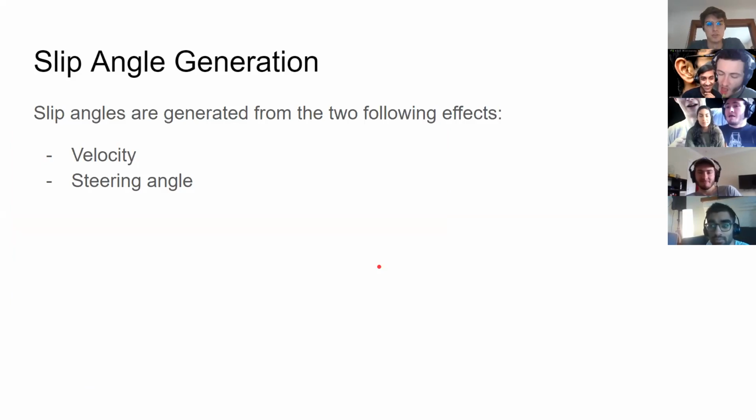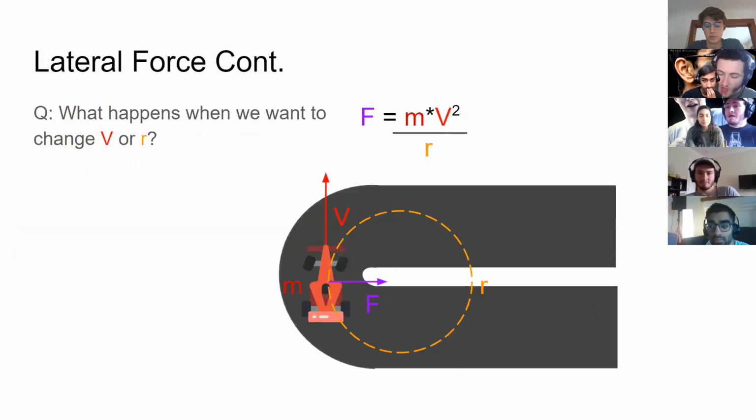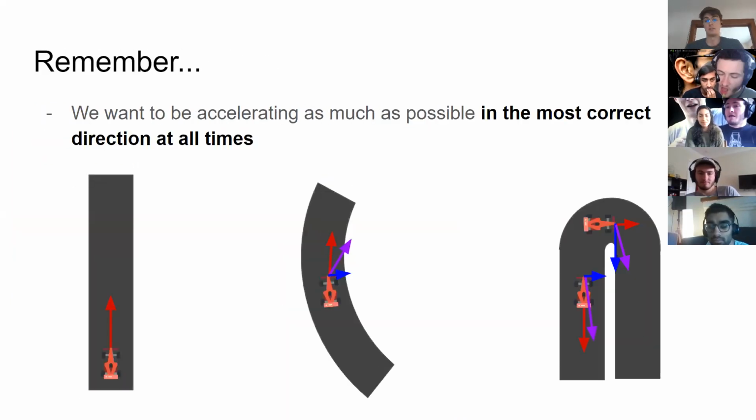Okay, so like I said before, slip angles are generated from the two following effects: velocity and steering angle. Okay, so now let's back up a little bit and remember that we want to be accelerating. This came from the presentation that I gave a week and a half ago. We want to be accelerating as much as possible in the most correct direction at all times, right? And that's basically to say that when we're racing, we're taking turns of all sorts of different radii at all sorts of different speeds.